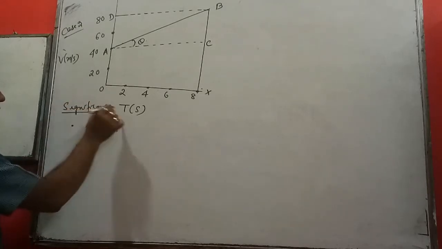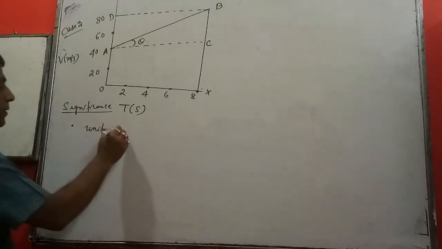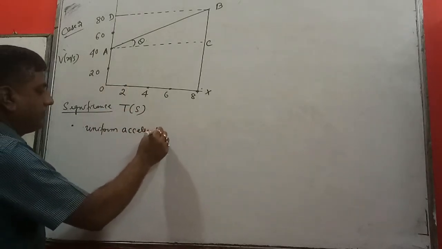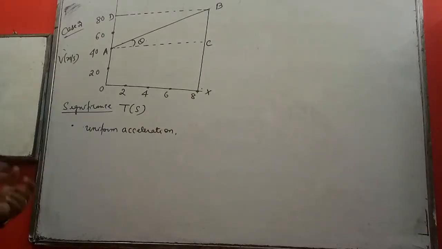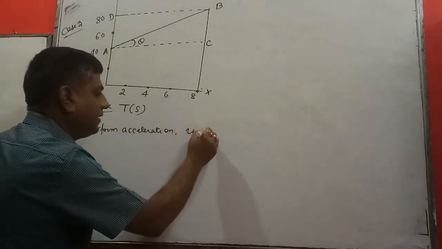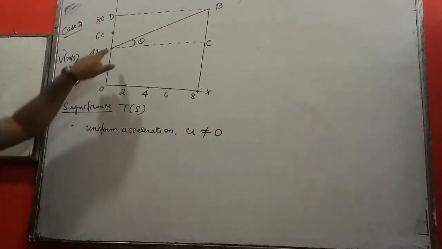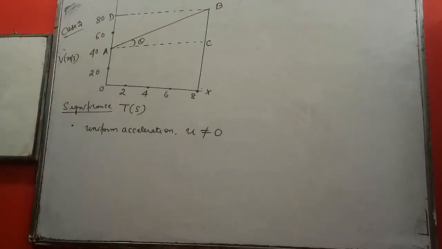Or you can say, we may ask you a question: what are the informations you are getting from the graph? Uniform acceleration. Previously also uniform acceleration. But the difference is initial velocity not equal to 0. Starting velocity is not 0. Previously initial velocity is 0, isn't it?